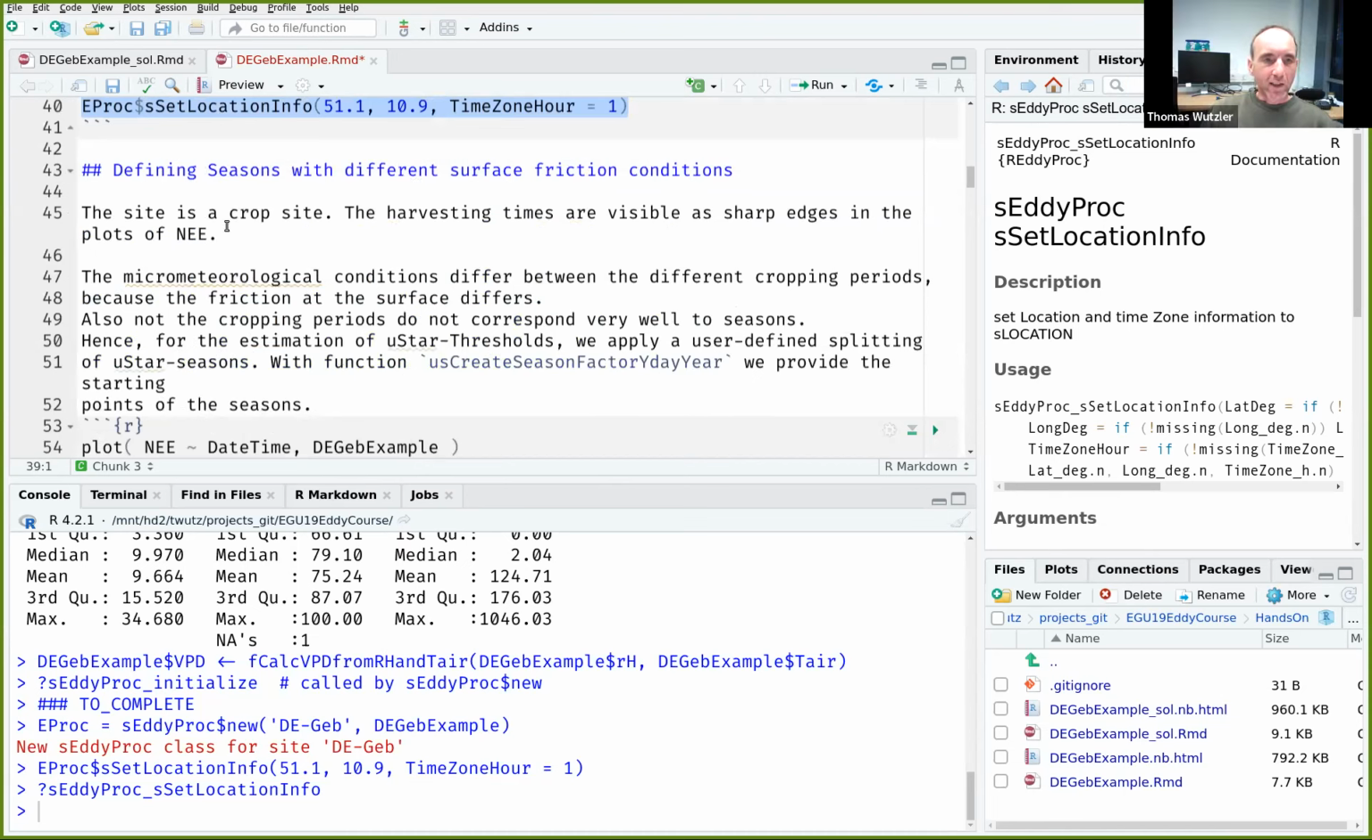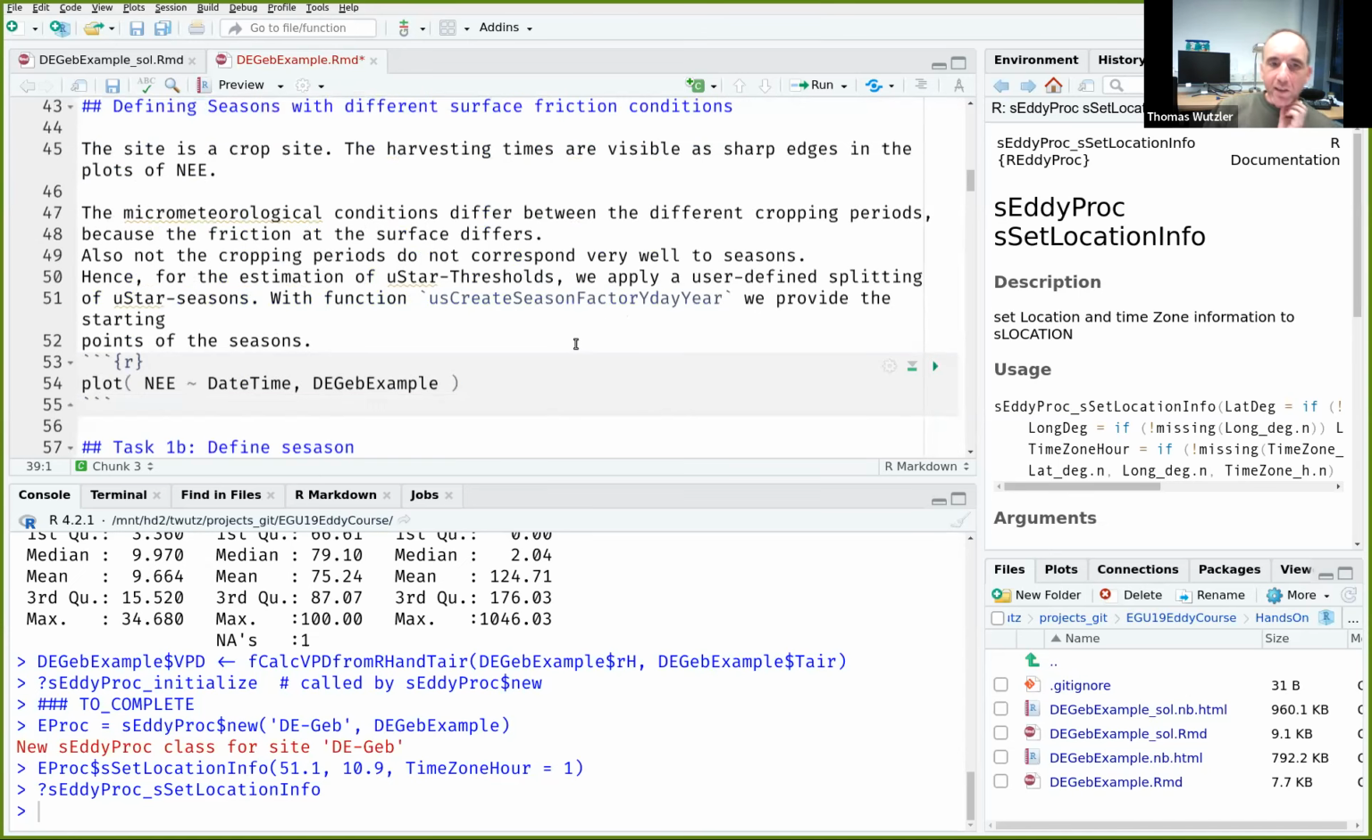So now our site is a crop site where we actually have information on the changing roughness conditions. When we harvest the site several times a year, the micrometeorological conditions will change for the cropping period. So the next task is to get a rough idea of all these different seasons and to see this data.